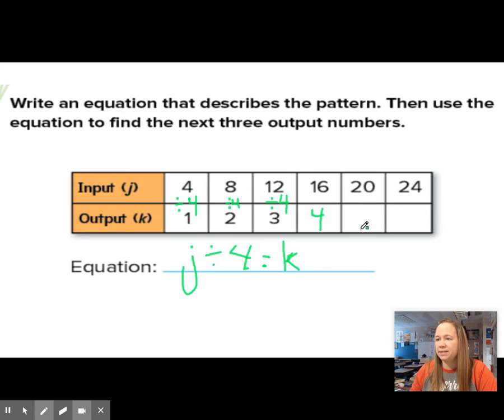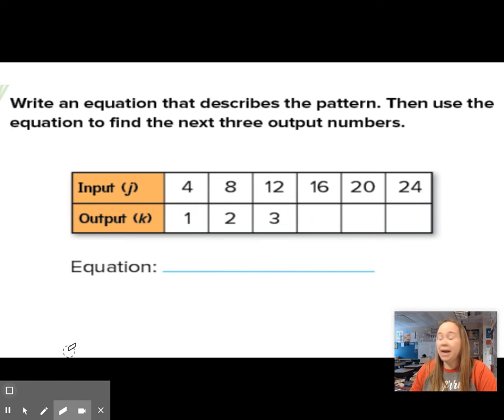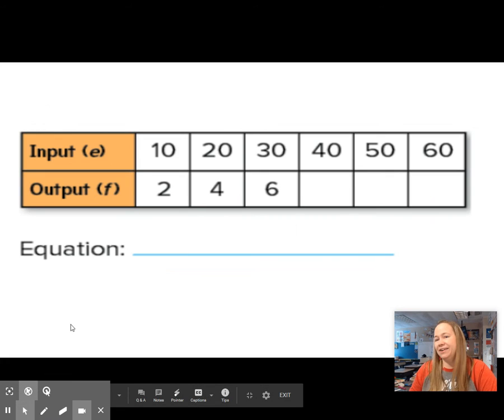20 divided by 4 is 5. Do you see another pattern here? 1, 2, 3, 4, 5. Now that pattern will hold true as long as these increase. 4, 4, 4, 4, 4. 24 divided by 4 is 6. So many patterns. So much fun. Okay, let's do this one.